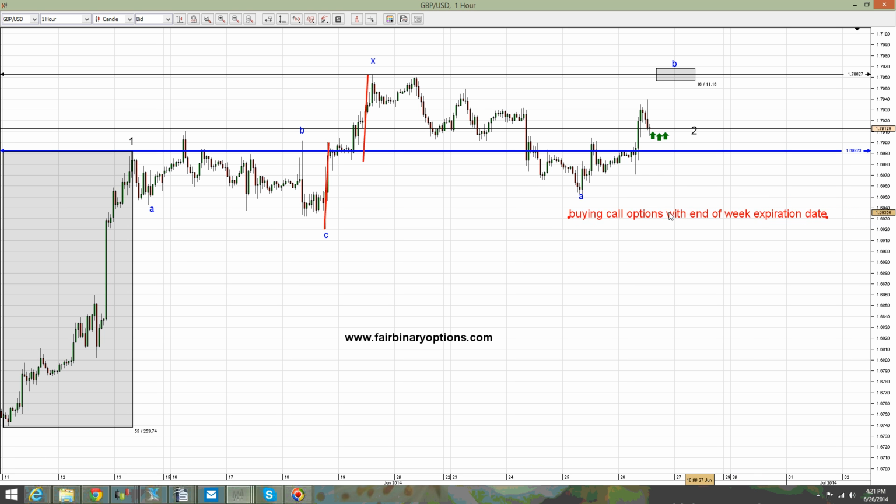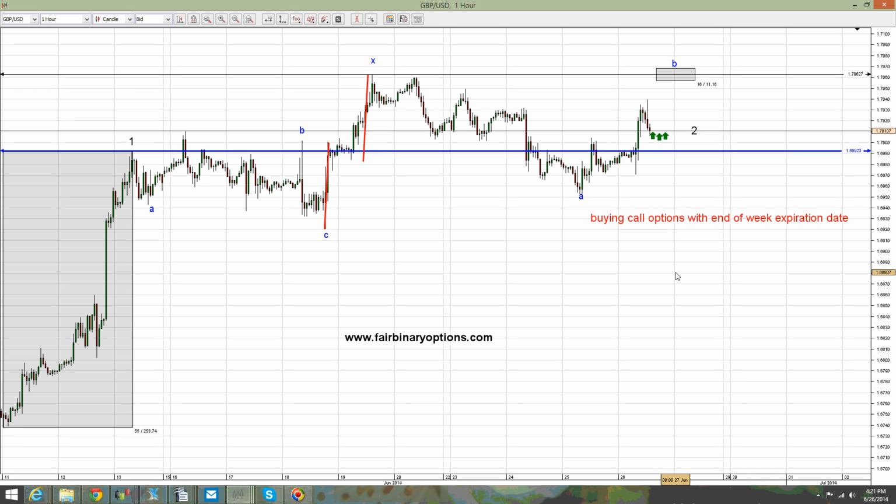End of week means tomorrow, by the time the US markets are closing, so that would be at 8 p.m. GMT, the US markets are closing. That would be our expiration date for the Great Britain pound and US dollar.